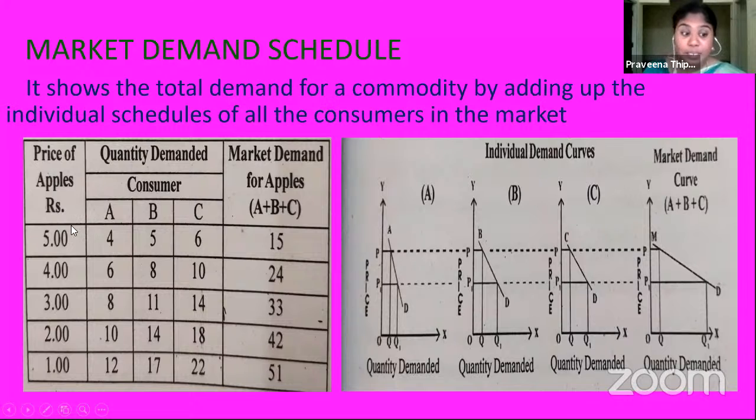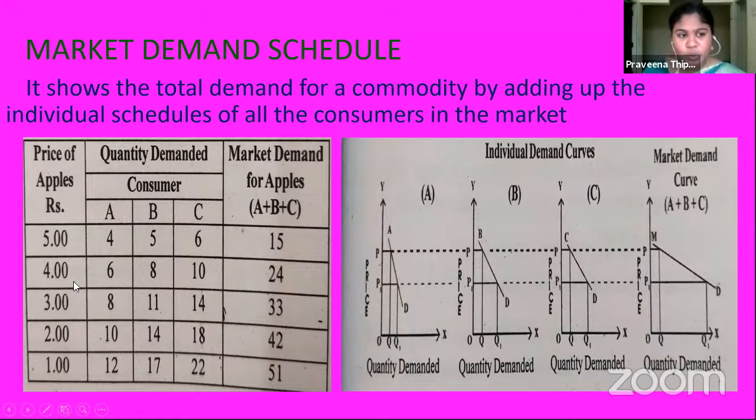So when the price of apple is 5 rupees, A purchased 4 and B purchased 5 apples and C has purchased 6 apples. So the total market demand is 15 apples. And when the price is 4 rupees, A purchased 6, B purchased 8 and C has purchased 10. So the market demand is 24. And when the price has gone down to 3 rupees, the quantity demanded by A is 8, B is 11 and C is 14, children. And the market demand is 33.